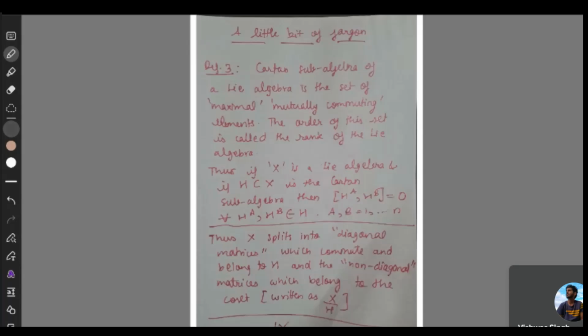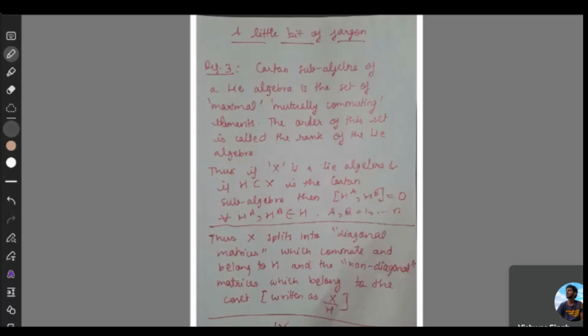So the same thing happens here also. Since there is a commutator involved here, a Lie algebra has a subalgebra. All of these finite dimensional Lie algebras have a subalgebra, which is called the Cartan subalgebra. So what is this Cartan subalgebra? It is just a set of maximal mutually commuting elements. So if H, which is a subset of X, is the Cartan subalgebra, then the commutator of H_a and H_b is 0, where a and b go from 1 to n. And this n is called the rank of the Lie algebra. So basically, the number of elements in the Cartan subalgebra is the rank of the Lie algebra. And why is this significant? Because now you can clearly see what the Lie algebra is.